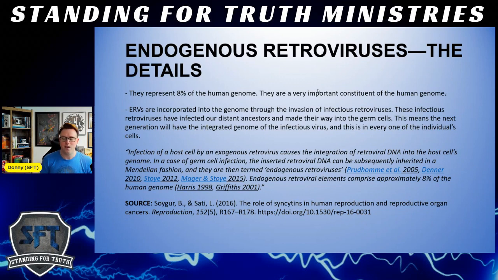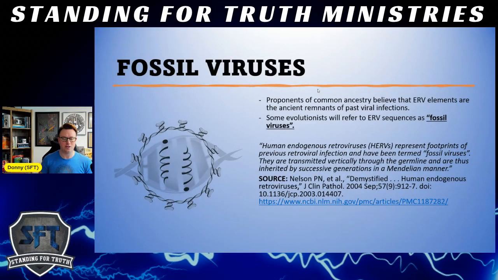Notice this. These infectious retroviruses have infected our distant ancestors and made their way into the germ cells. This means the next generation will have the integrated genome of the infectious virus. And this is in every one of the individual cells. And you can see all of this in their technical literature. Proponents of common ancestry believe that ERV elements are the ancient remnants of past viral infections. Some evolutionists will refer to ERV sequences as fossil viruses.